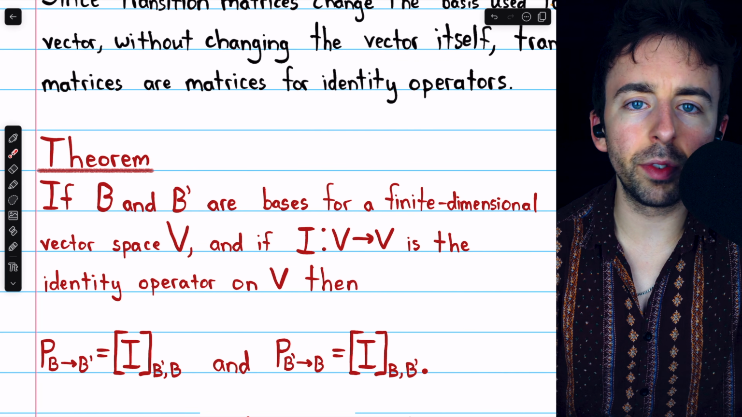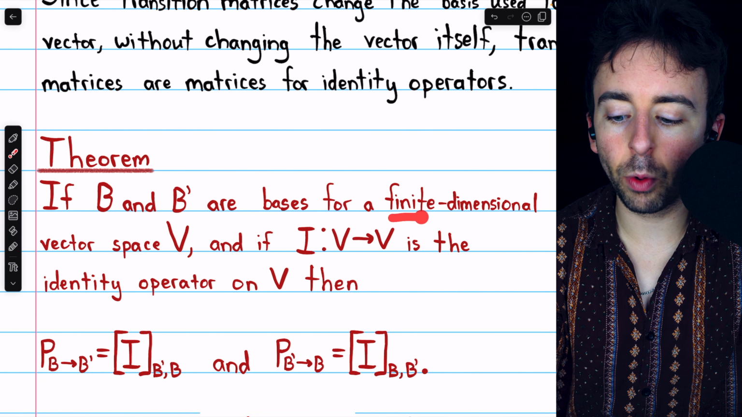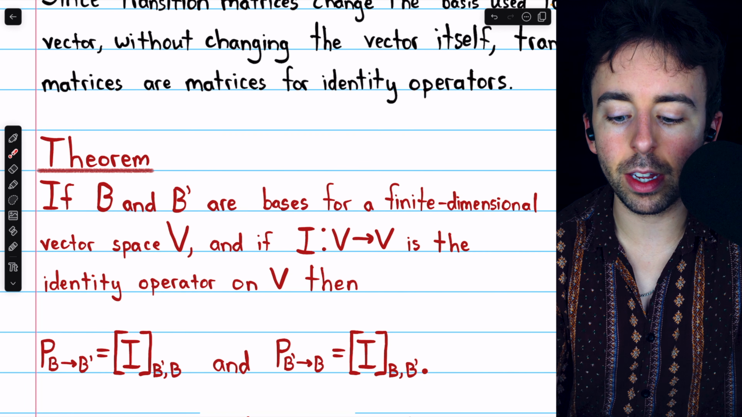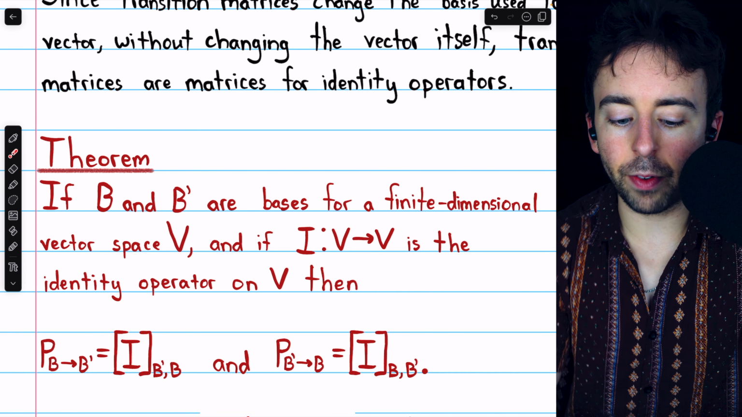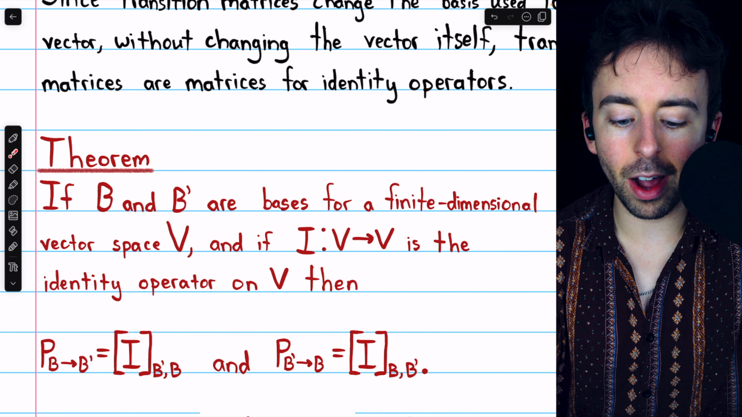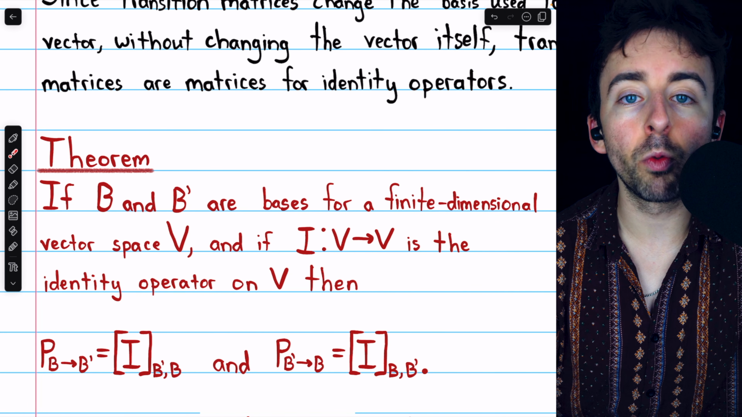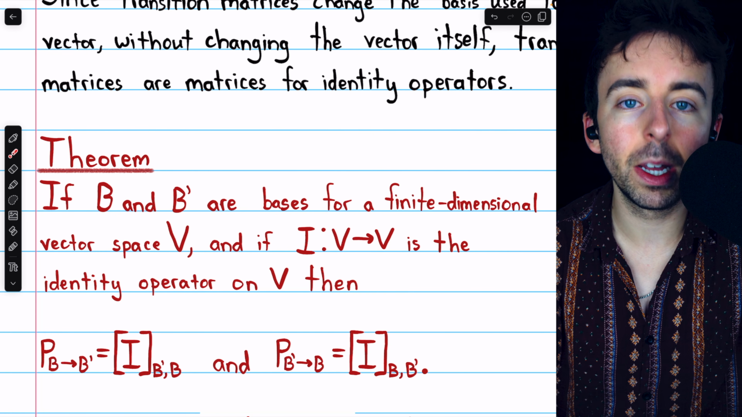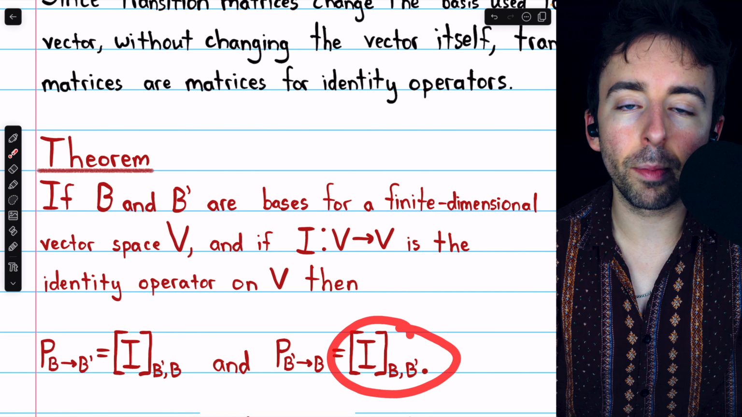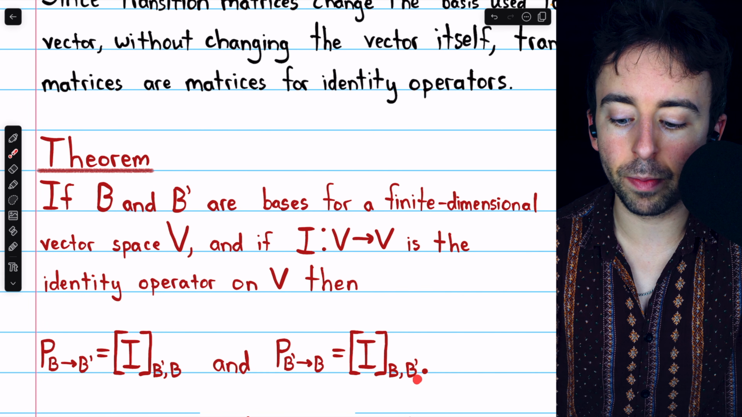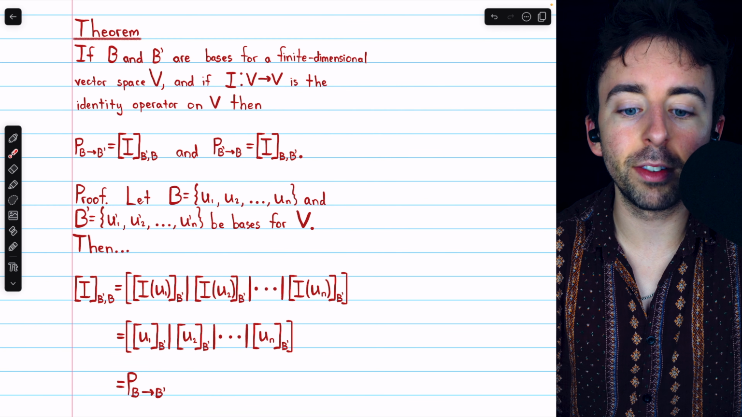Hopefully that feels intuitively correct, but let's go ahead and prove it. If B and B prime are bases for a finite dimensional vector space V, and if I from V to V is the identity operator on V, then in fact the transition matrix from B to B prime is the transformation matrix for the identity operator relative to the bases B and B prime. Similarly, the transformation matrix from B prime to B is the identity operator's matrix with respect to B prime and B. The proof follows very easily if you recall how transformation matrices are constructed.